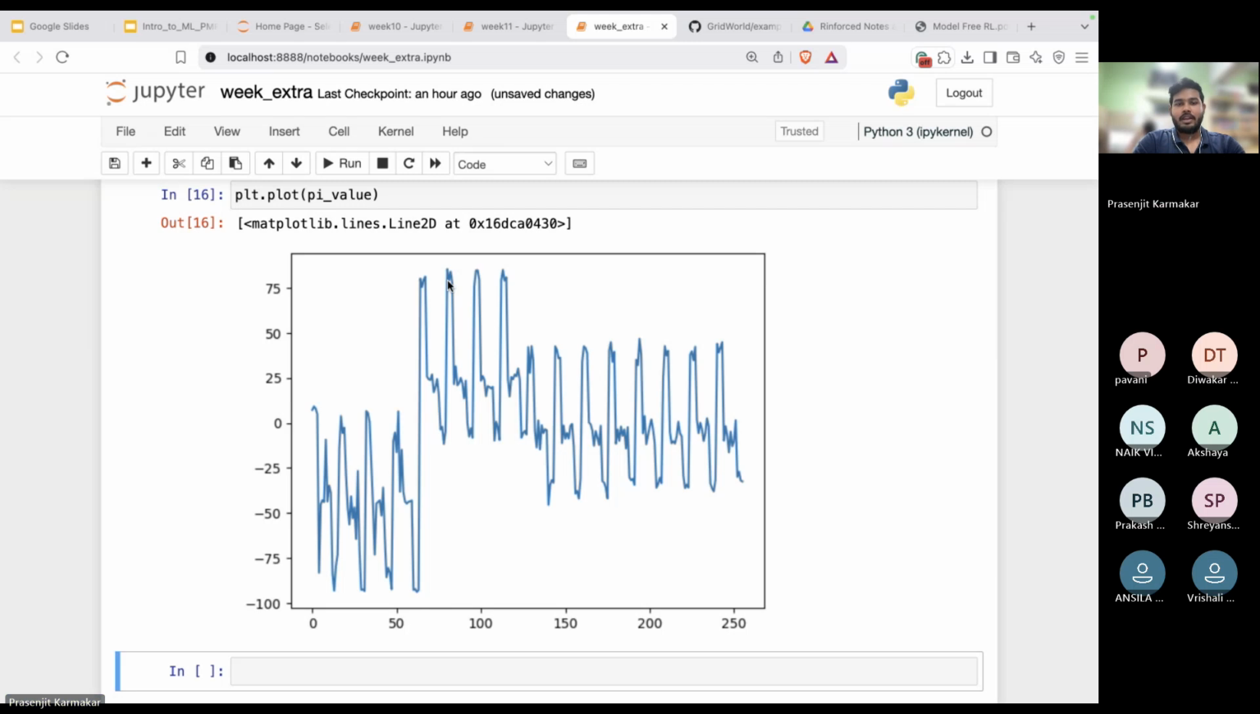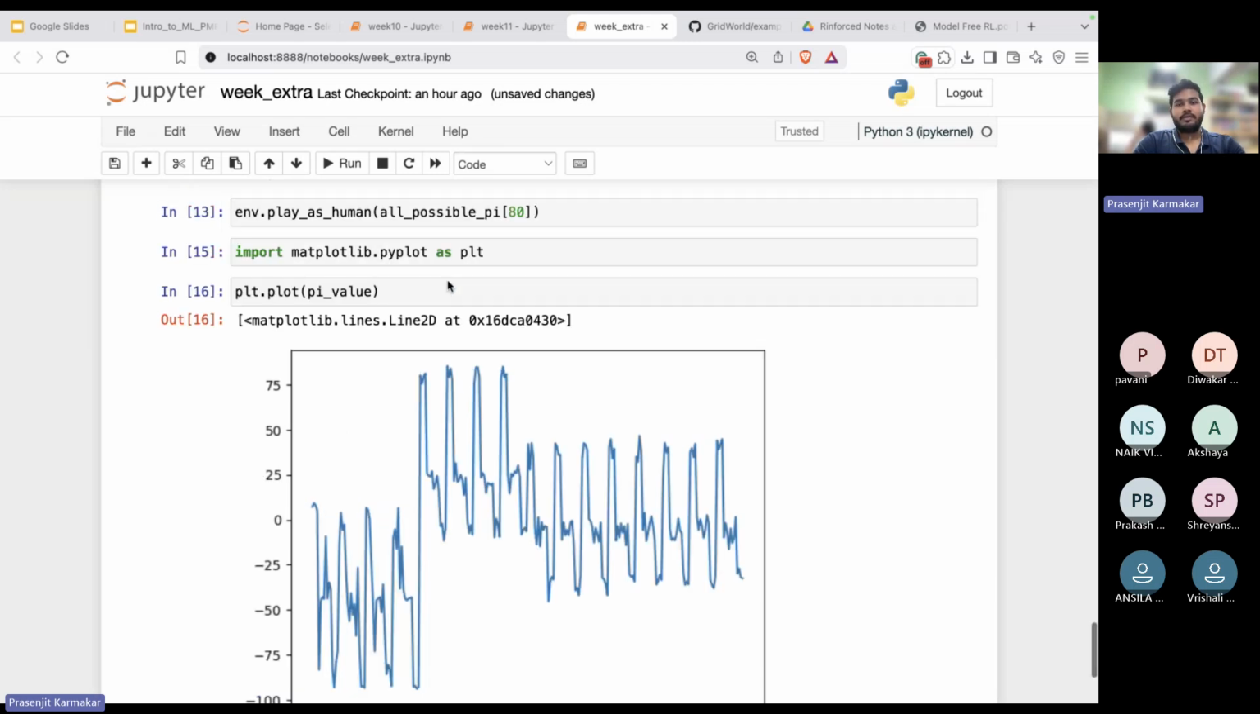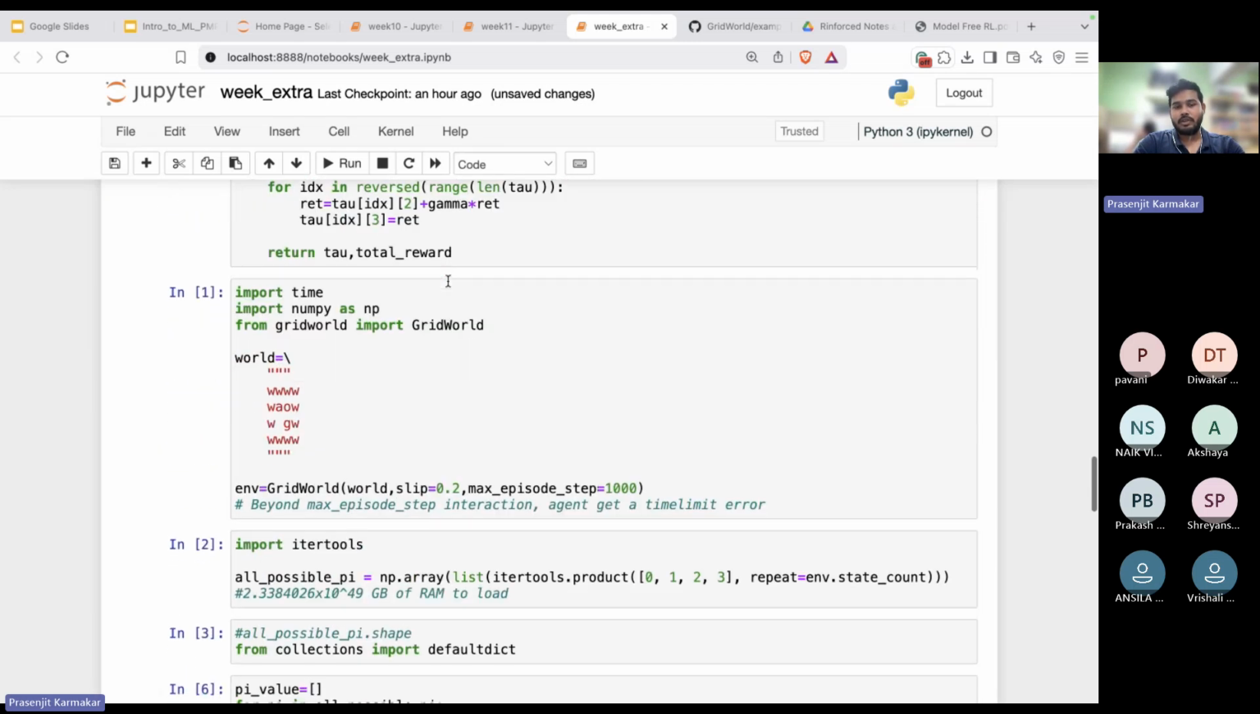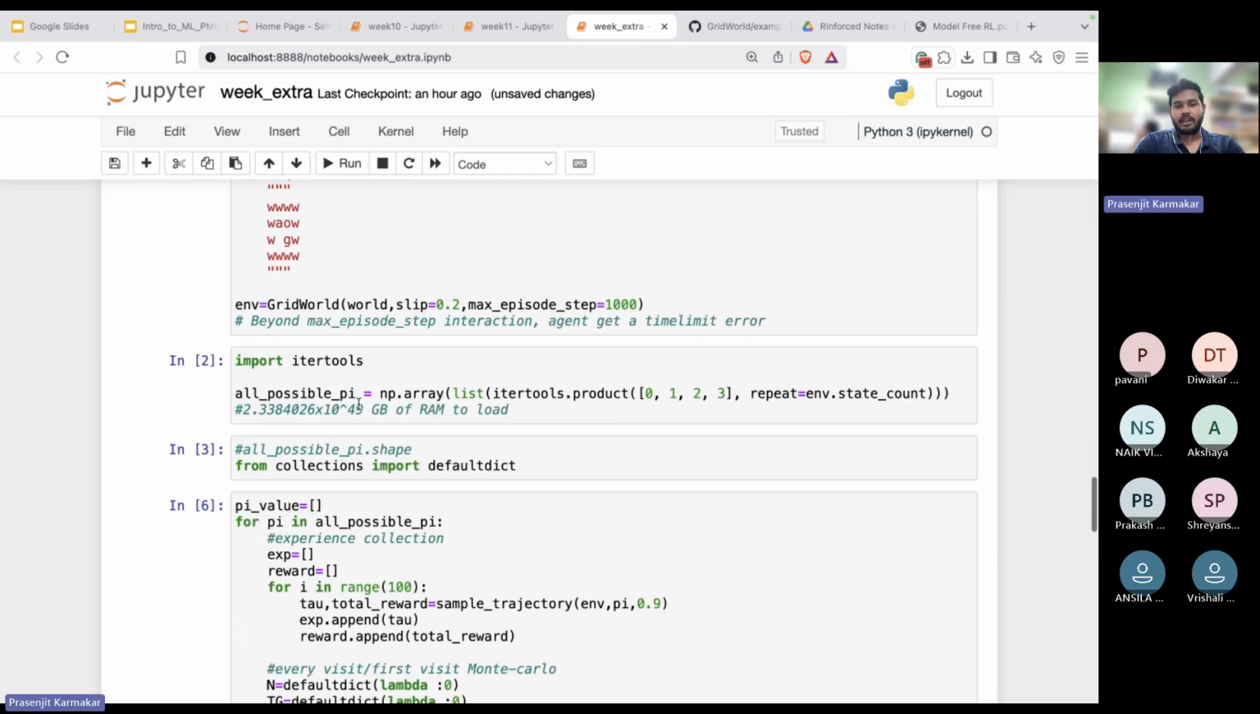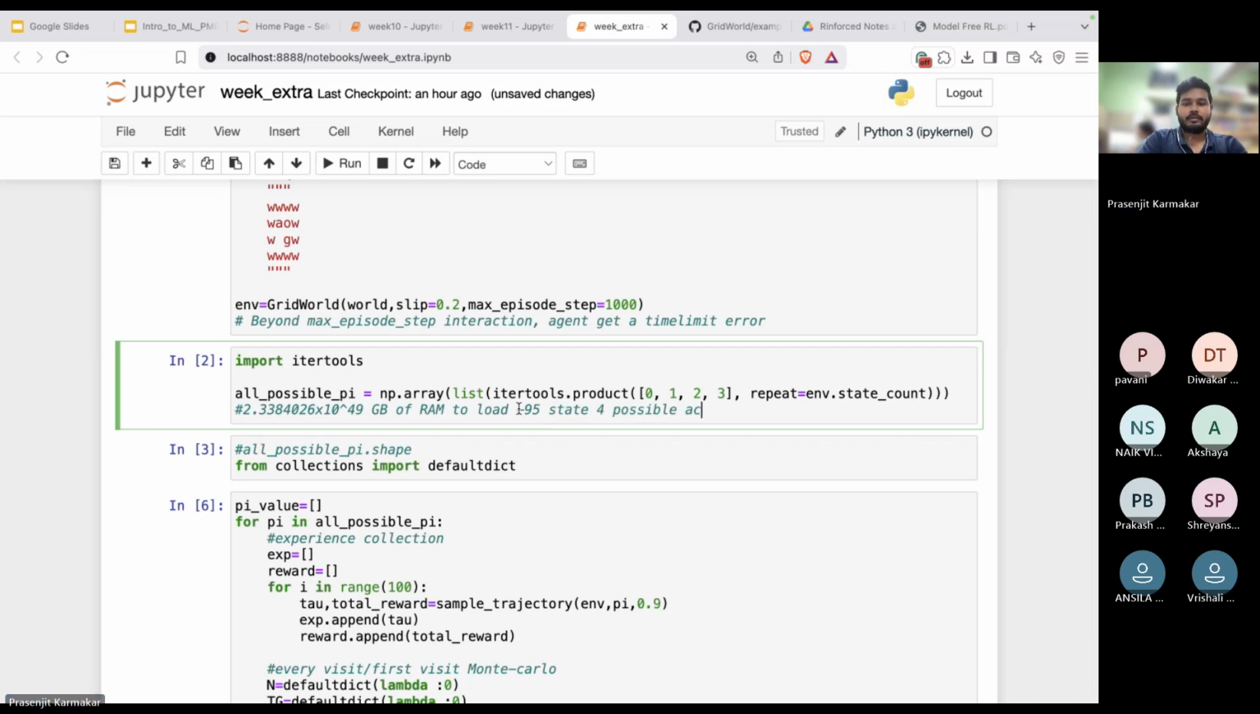Okay. Now this is not a good approach. Why? Because if my number of states is larger, then creating all possible policies is not an option. We checked that for a 95 state environment with 4 possible actions, all possible policies can grow up to 2.3 times 10 to the power 49 GB of space. It's not a good approach. What is a better approach?